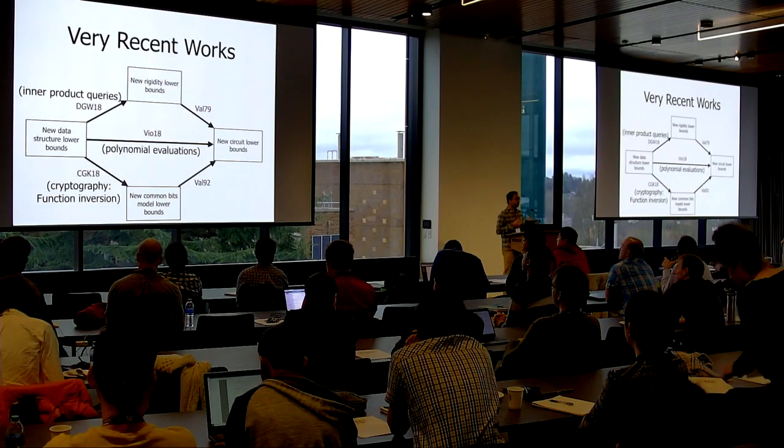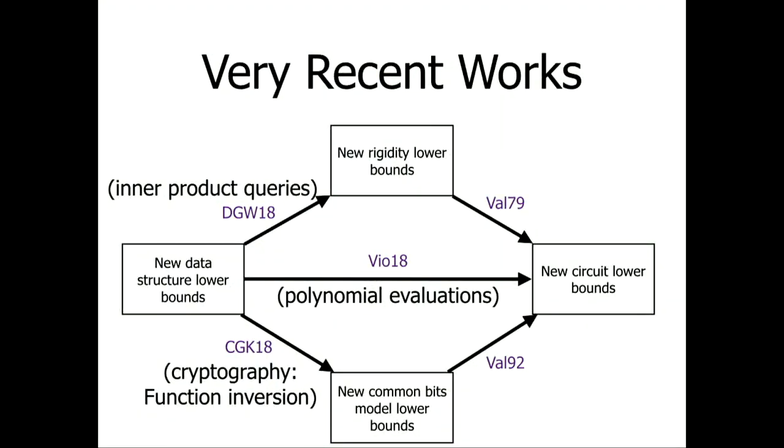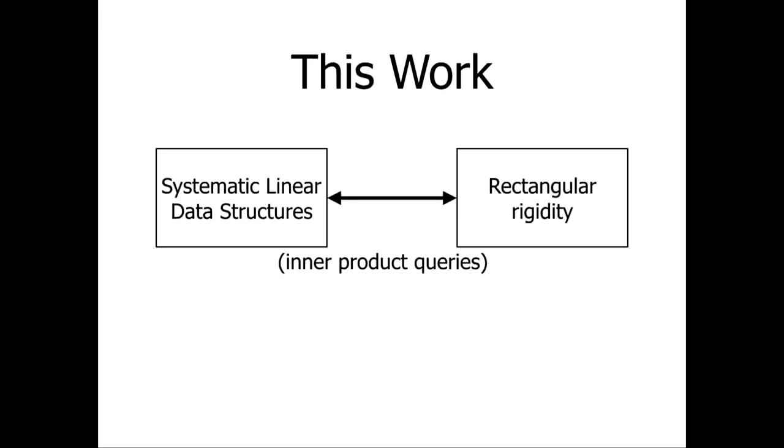The key motivation for this talk is a bunch of recent works where they show that if you prove new data structure lower bounds, then you'll get new circuit lower bounds. For example, the work of Dvir, Golovnev, and Weinstein shows that if you prove lower bounds against linear data structures that compute inner products, then you'll get new rigidity lower bounds. And in this work, what we show is that the notion of rectangular rigidity is equivalent to systematic linear data structures. And that's the first result of this work.